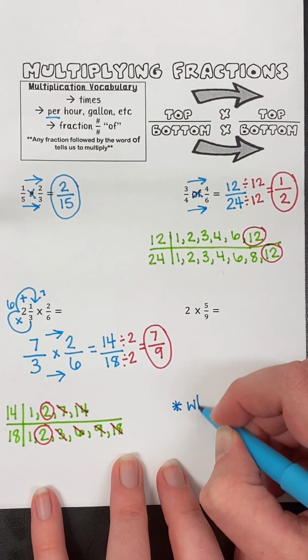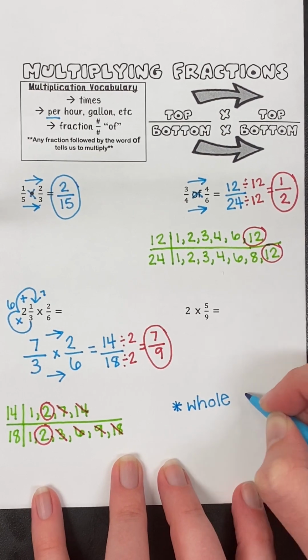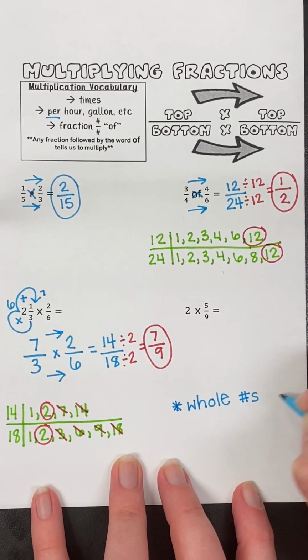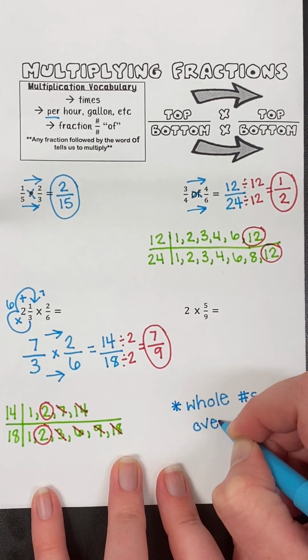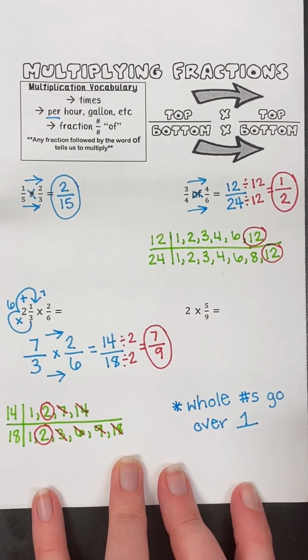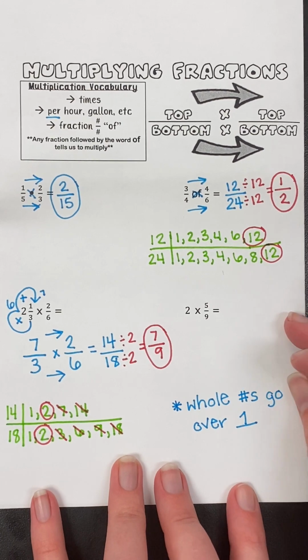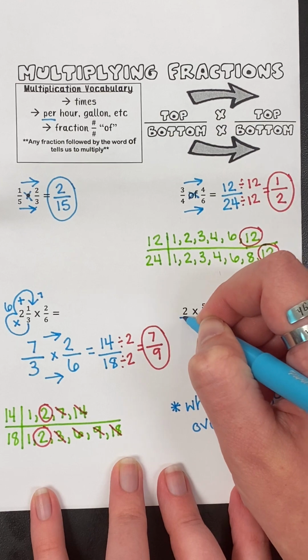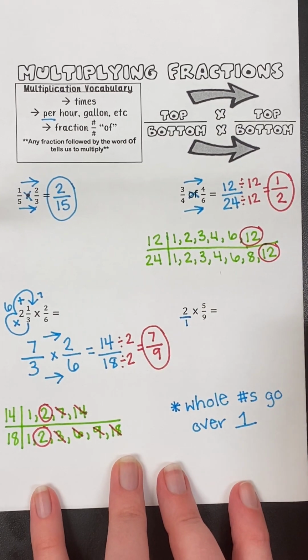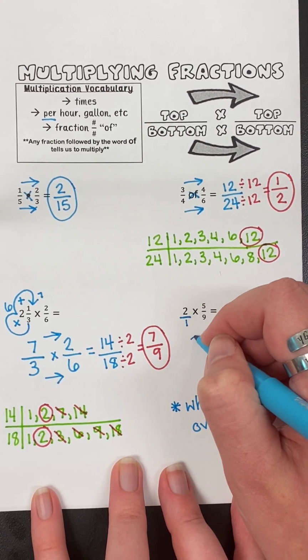We need to think whole numbers go over 1. This is something that's going to start being on our tens and 60s because it's something we need to remember. So this 2, I'm going to put it over 1. So it's really 2 over 1. And if you want to rewrite it, you can.